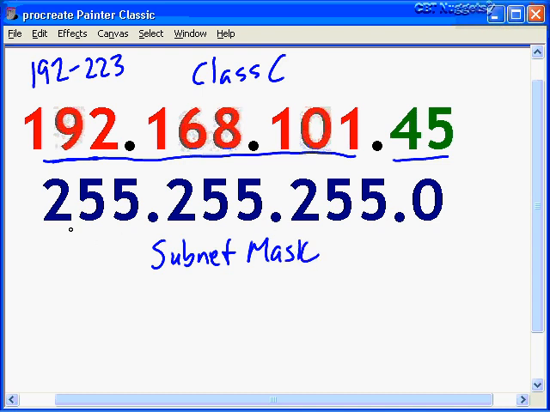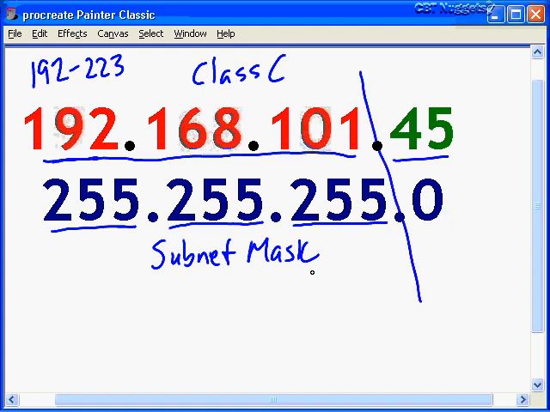According to the mask, all 8 bits in the first octet, all 8 bits in the second octet, all 8 bits in the third octet are turned on in the 32-bit mask. That means that's our network. Then the last 8 bits represent the host.